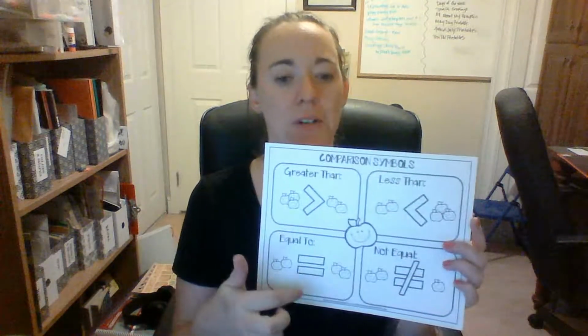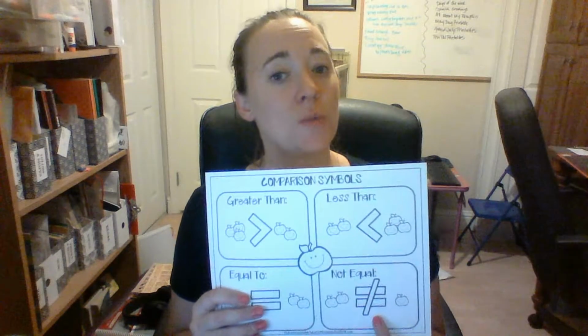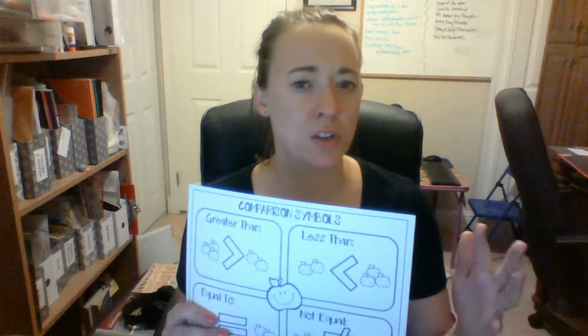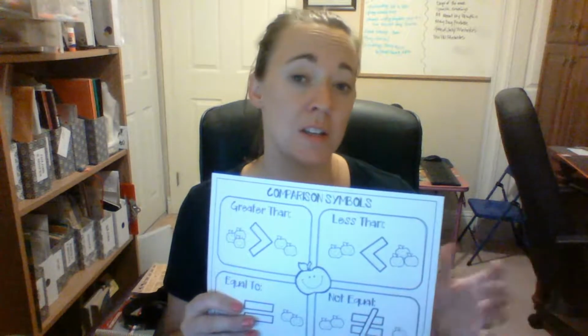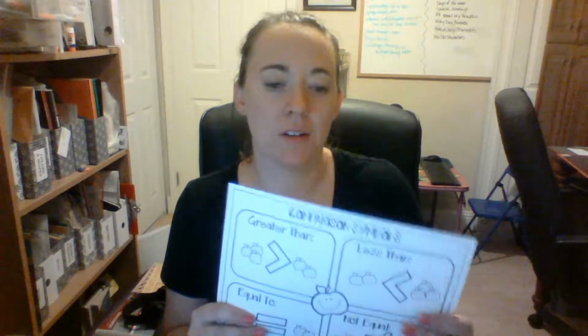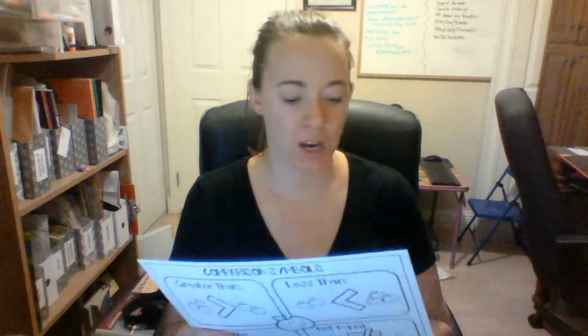So these are 4 comparison symbols. Now I added the not equal symbol, even though usually it's not in the group, but they use the not equal symbol later on in the math book. So I figured I might as well just add it, and you can use it or you can not use it, however you want to do that.